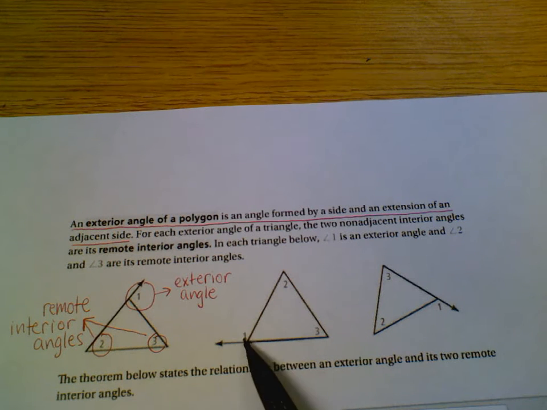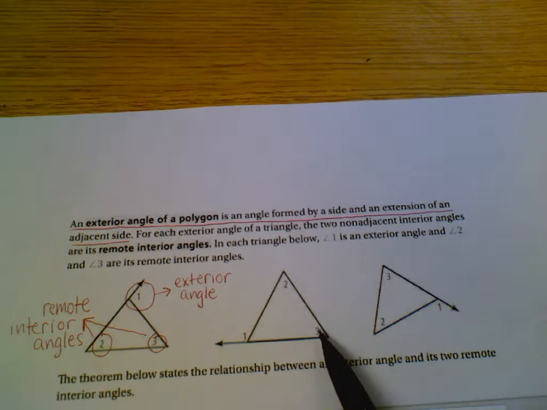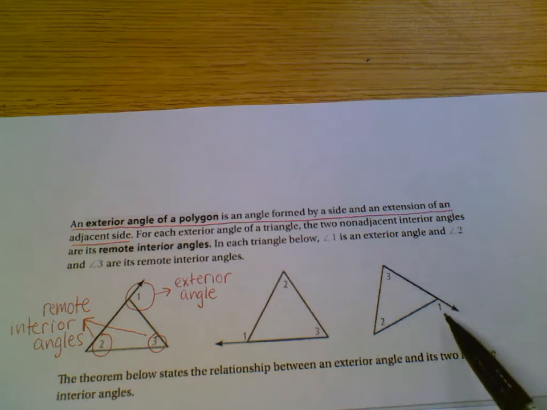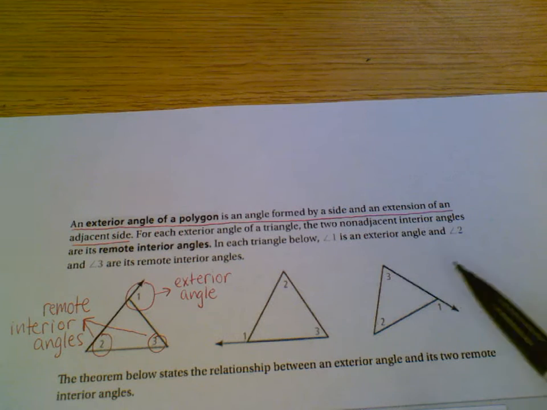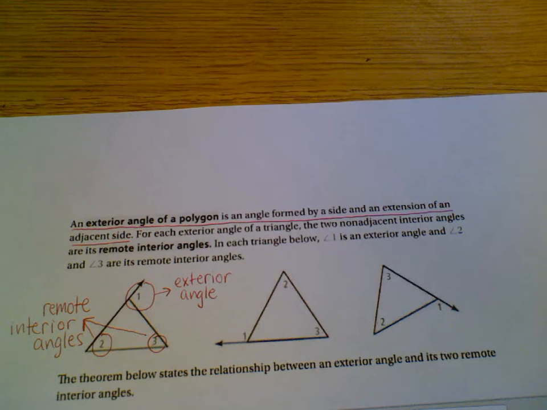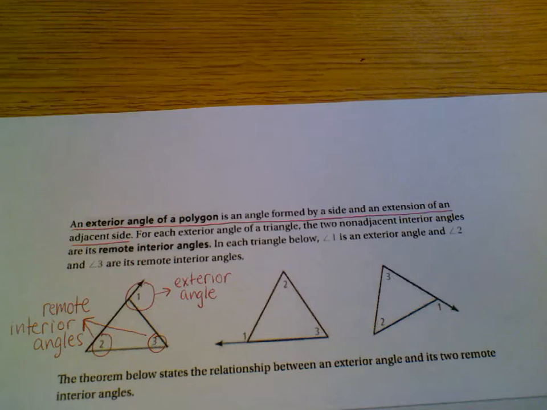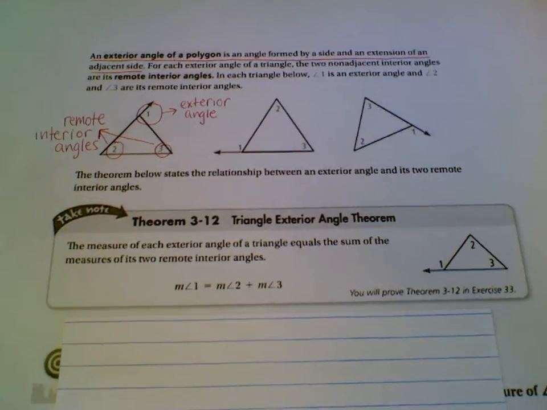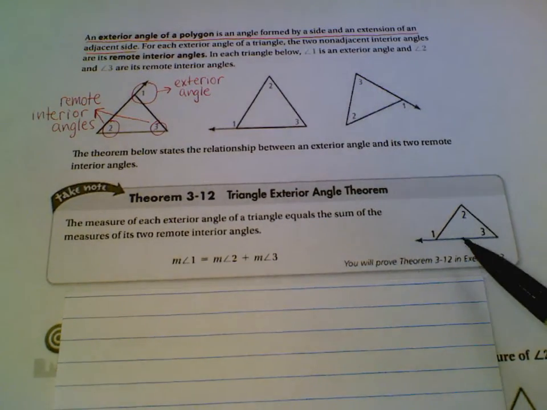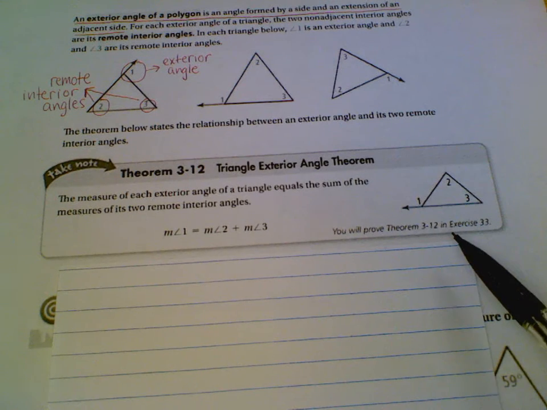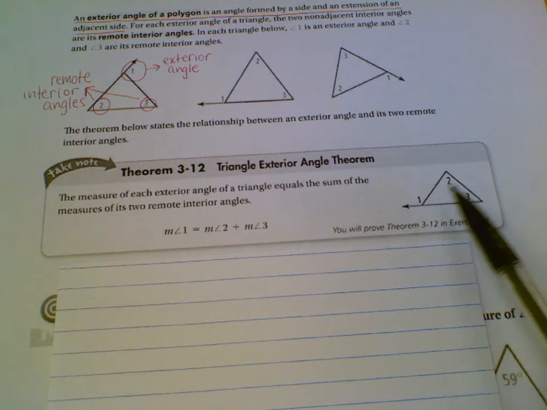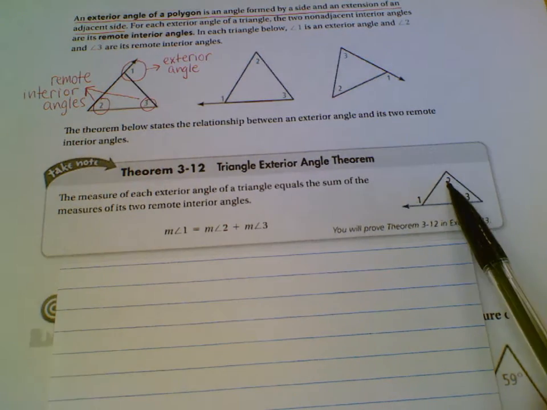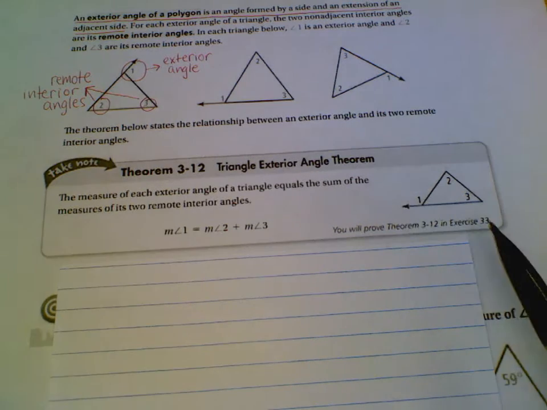So in this triangle here would be my exterior, these would be my remote interior, here would be my exterior, this would be my remote interior. So just making sure you're furthest away. The reason we talk about that is because there's a theorem called the triangle exterior angle theorem that allows you to find some of those angles. And what that says is that the exterior angle will always equal the sum of the two remote interior angles. So if I add angle 2 and 3, that would give me what angle 1 is.